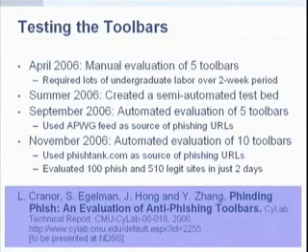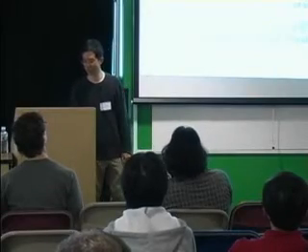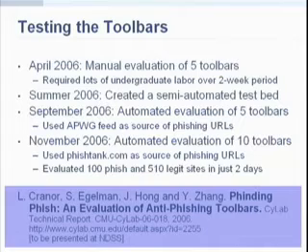OK, so here's sort of a rough timeline of what we did. In April 2006, we did a manual evaluation of 5 toolbars. This required an army of undergraduates to get done. And let me tell you, it was not fun to do. We did this over a 2-week period, and it cost us a great deal in terms of pizza. Summer 2006, we had a very talented PhD student visiting us from the University of Pittsburgh. He created a semi-automated test bed. I'll describe in a second more of how this actually works.